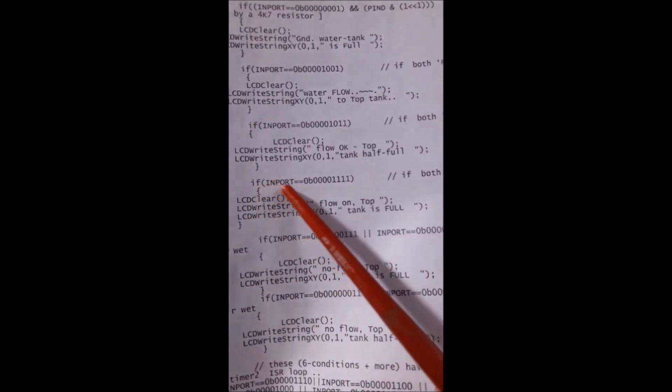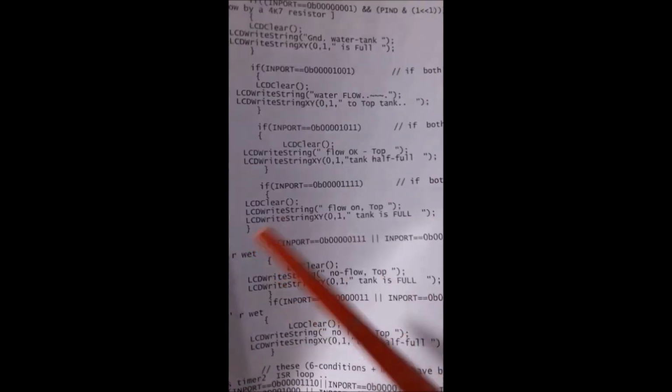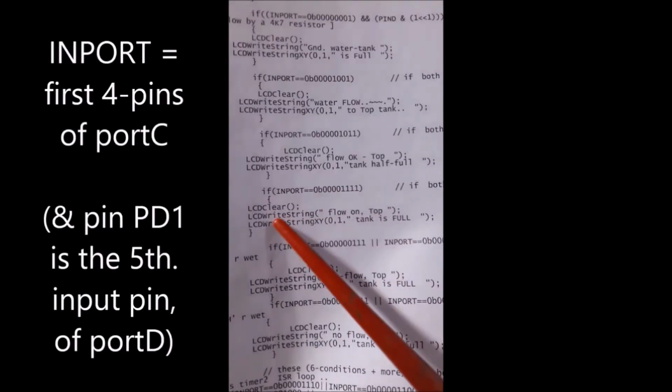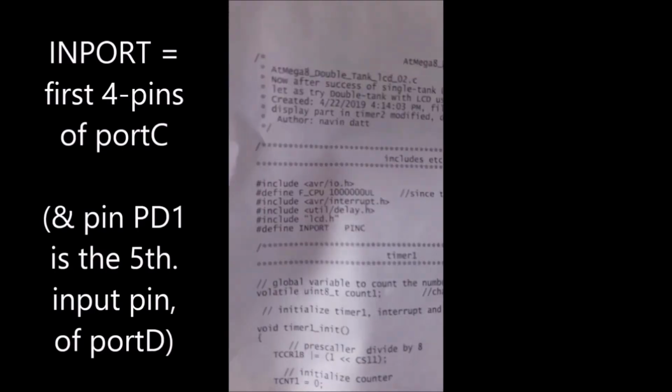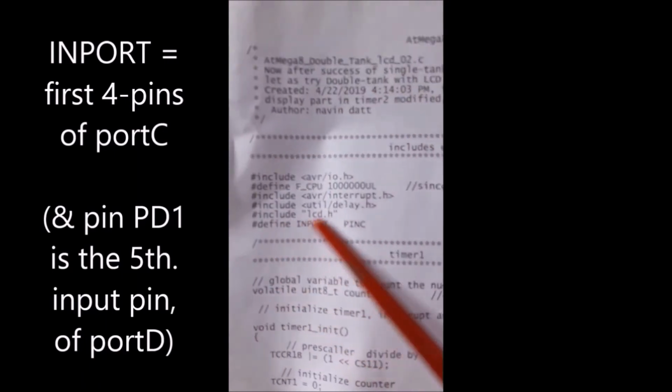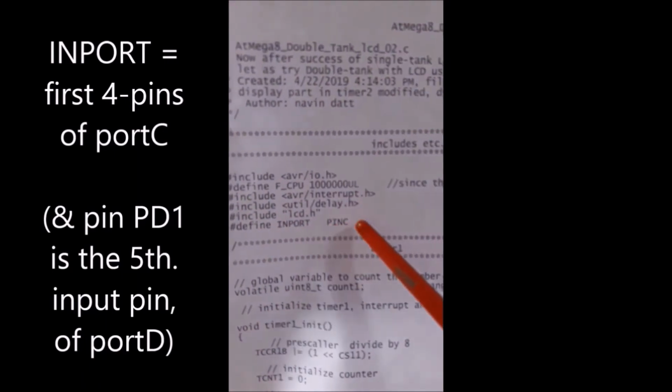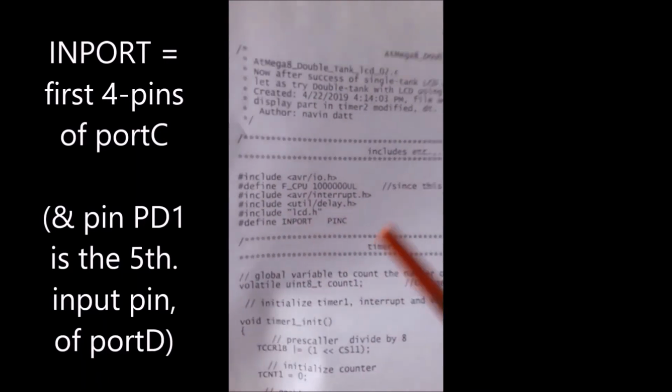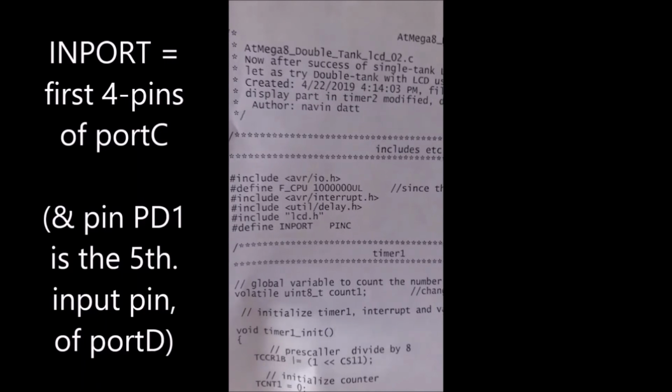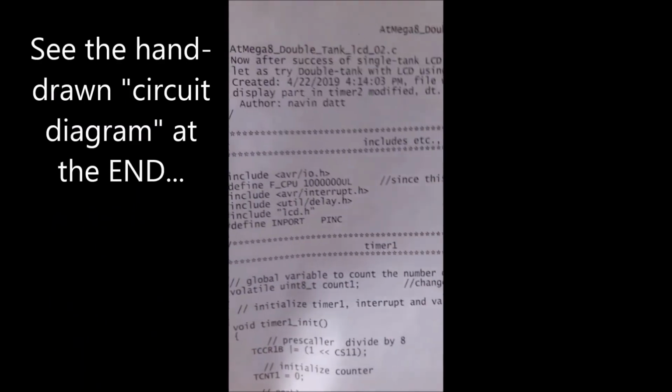It is writing the message on the LCD display under all such conditions. Now the input: all the input is on pin C, 5 pins of pin C. Input is defined as pin C, you can see here. So whenever input comes, the 4 pins of the microcontroller are referred to control the pump.